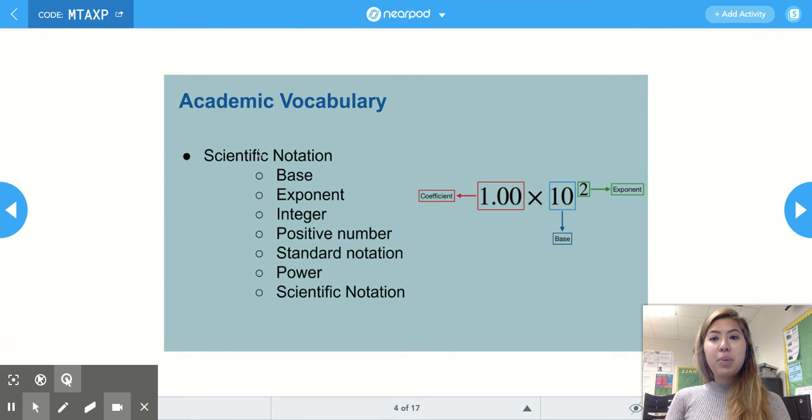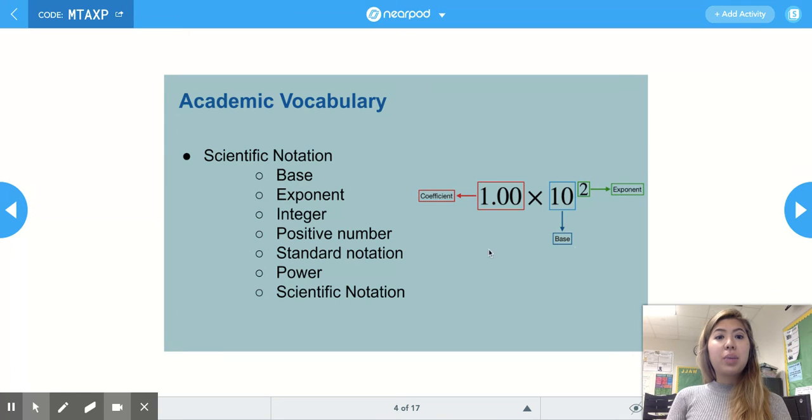As a review of vocabulary, scientific notation is made up of a coefficient, a base, and an exponent. And the exponent can be both positive and negative. If it's negative, our number is going to be smaller than 1, so it's going to be a very small number sometimes. And if our exponent is positive, it's going to be a number larger than 1, with it being very large sometimes. And standard notation is the decimal form once you multiply out the scientific notation.